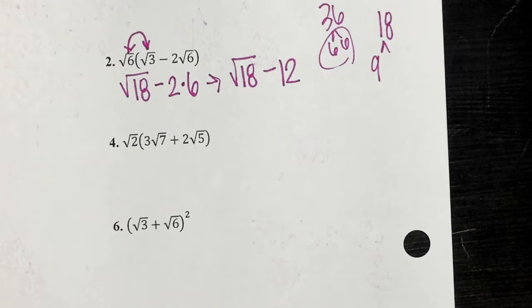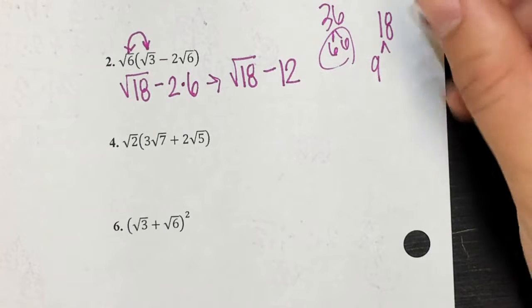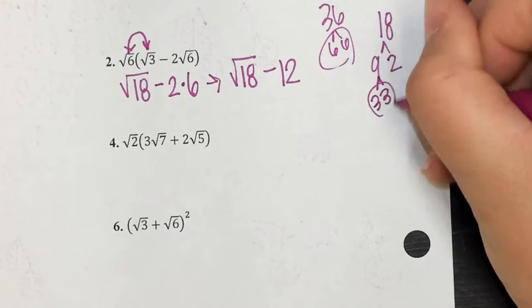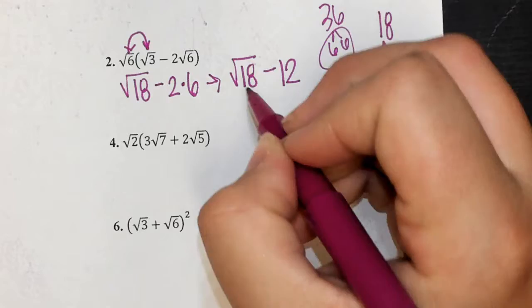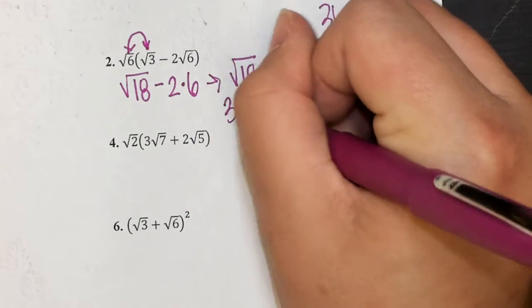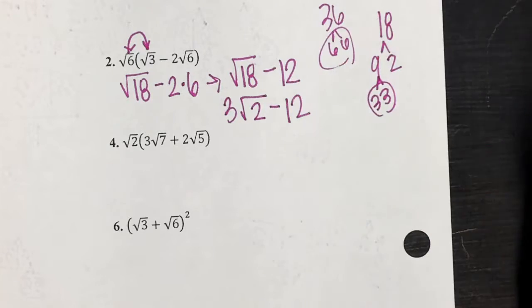Okay? Now, 18 breaks down to 9 and 2. 9 breaks down to 3 and 3. So you can circle that. And now our 18 comes down to 3 square root of 2 minus 12.